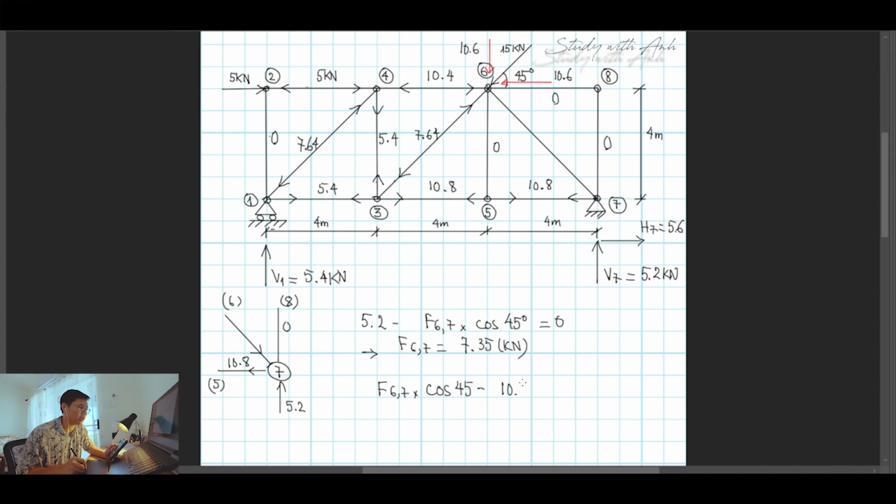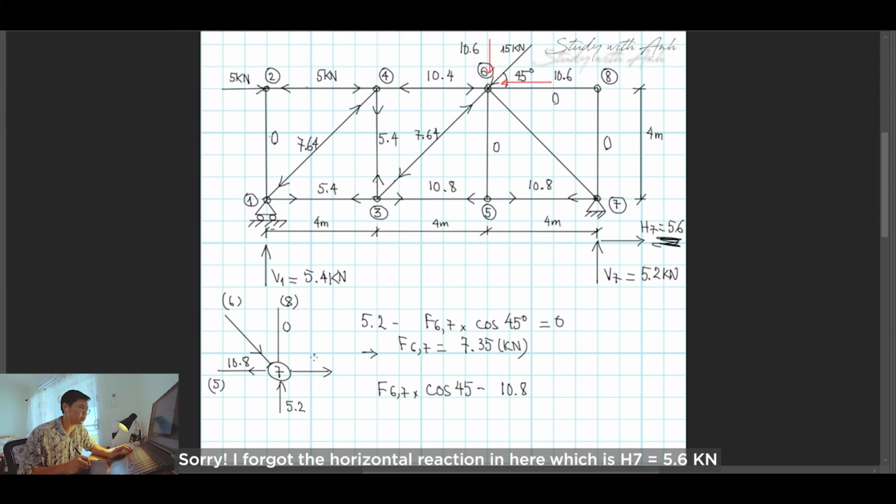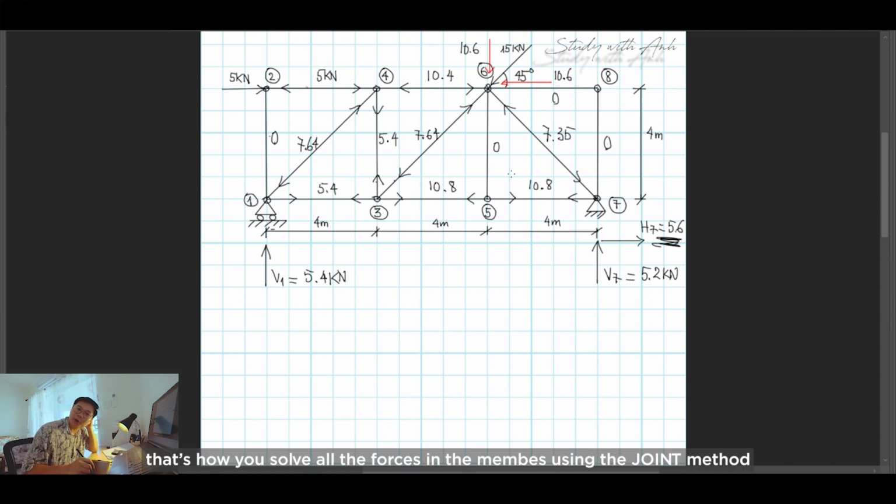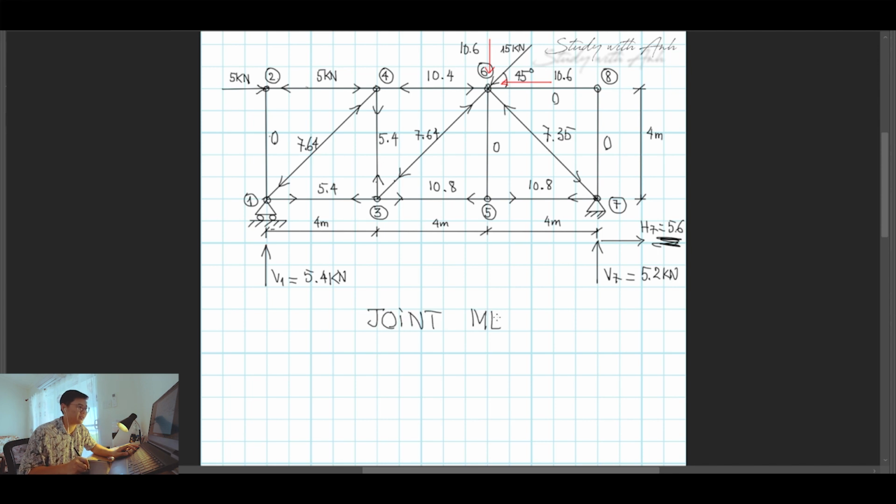You can also use the horizontal one, which is F67 multiplied by cos of 45 minus 10.8. I forgot the horizontal reaction in here, which is 5.6. So I have 5.6. What else? Nothing else, right? So now F67 equals 7.35. So it's correct. That's how you solve all the forces on the members. That is the joint method. It takes a bit of time to do.